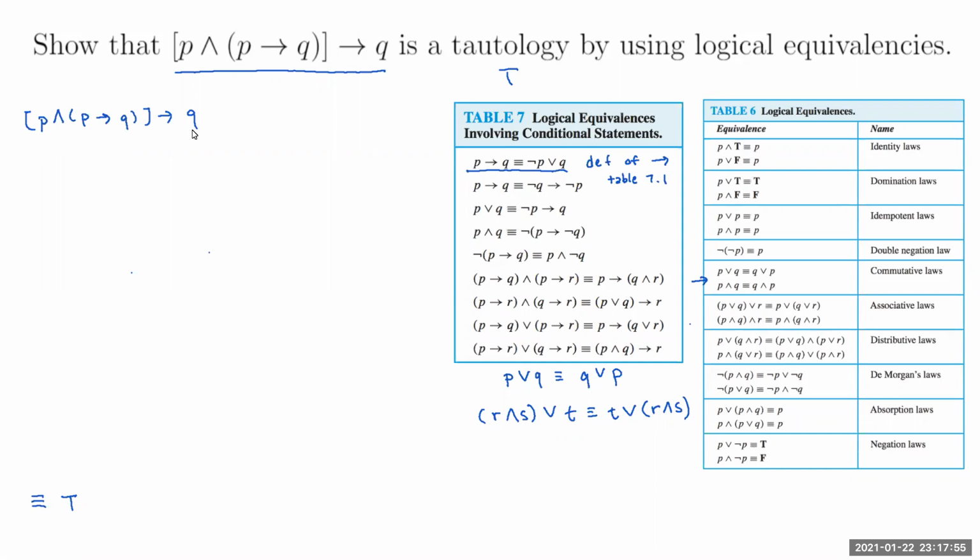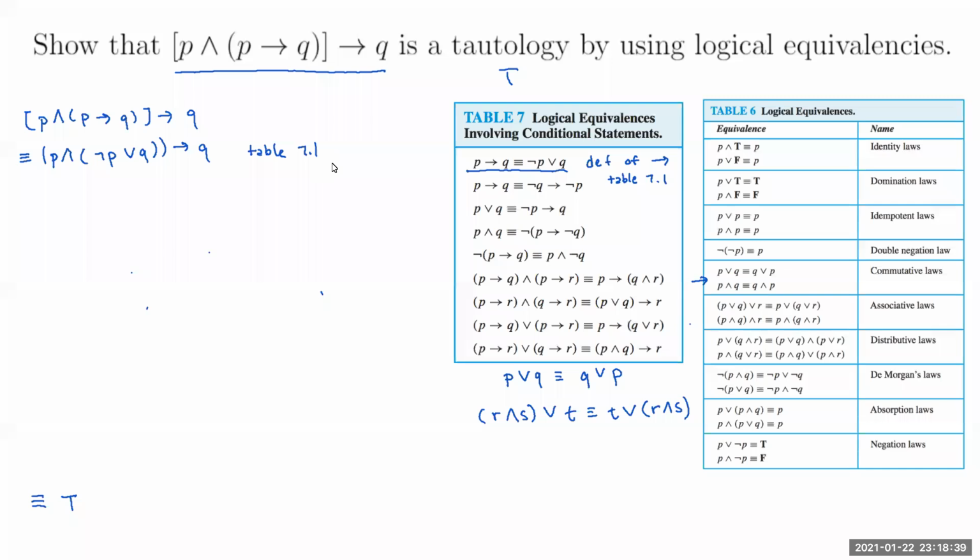So we have this expression here is going to be equivalent to P and then this is P implies Q, so we're going to use the first row of table 7 to break that implication down. So this becomes P and not P or Q implies Q. And for logical equivalency proofs in this class, you always have to write the rule you use. So in this case, I will just write table 7.1. Again, for these ones, you can write table 7.1, definition of implication.